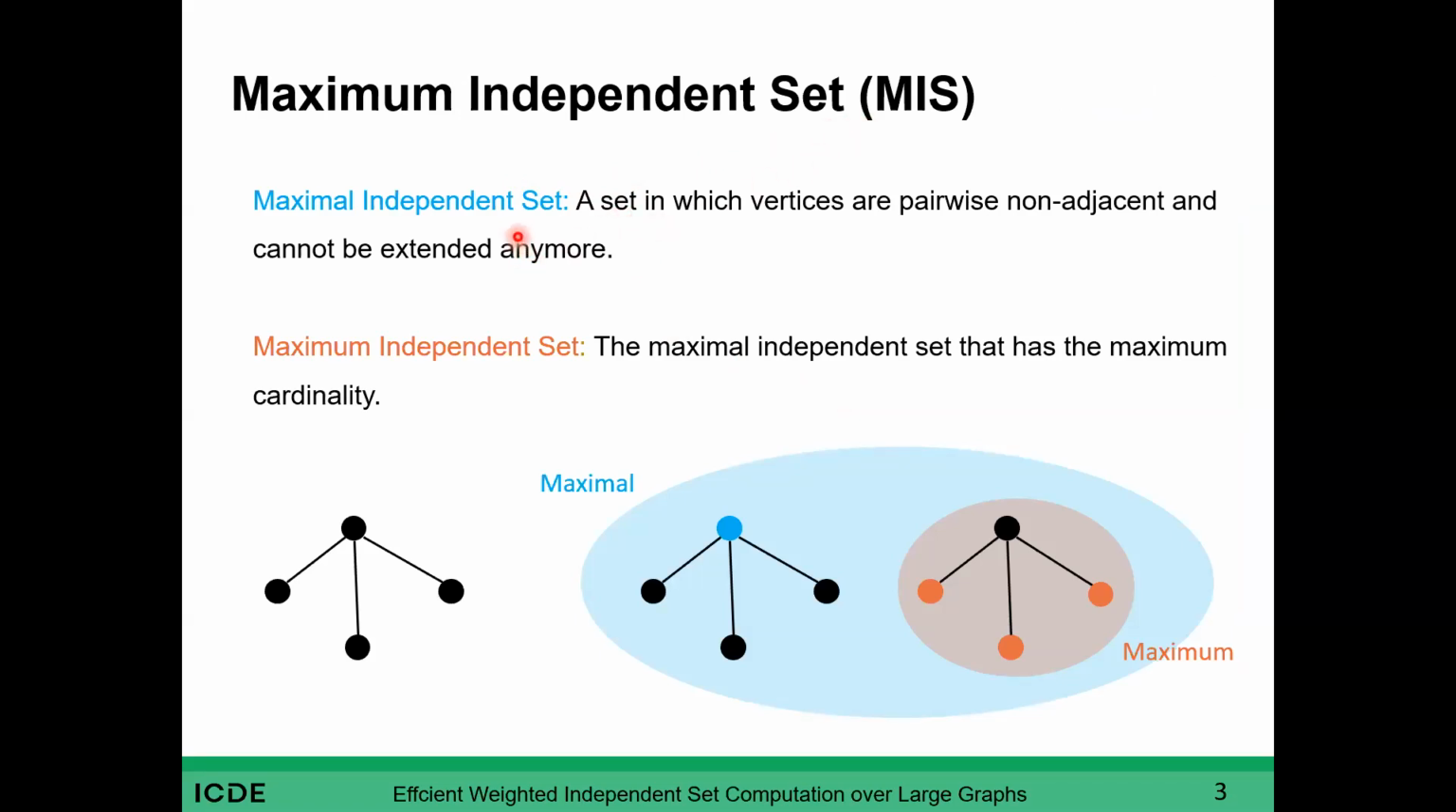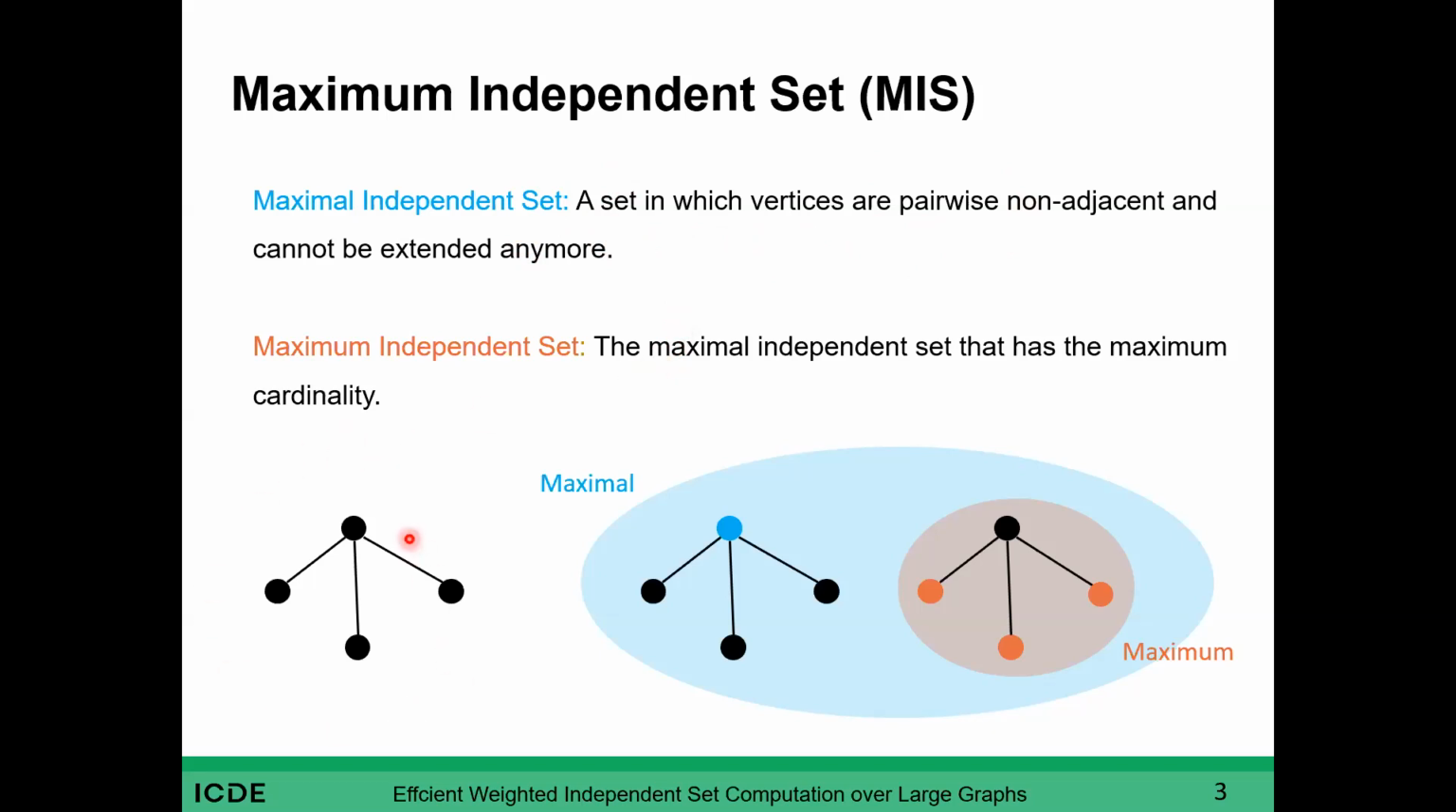The maximum independent set problem originates from graph theory. An independent set means each node pair in this graph is not adjacent. The maximal requires that this set cannot extend anymore. Based on this, the maximum independent set denotes the set that has the largest cardinality, which means it has the most vertices.